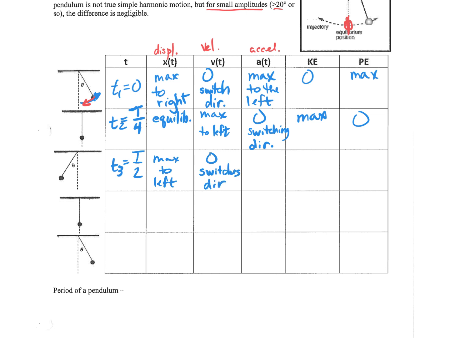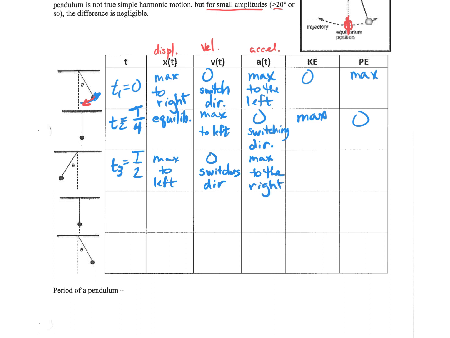Okay? What is its acceleration going to be? All the way to the left, what is that? What do you see about that yellow arrow? Anytime we get to the top ends, what do we know about the acceleration? It's maxed. Yes. But which direction is it maxed this time? Yep. Max to the right.